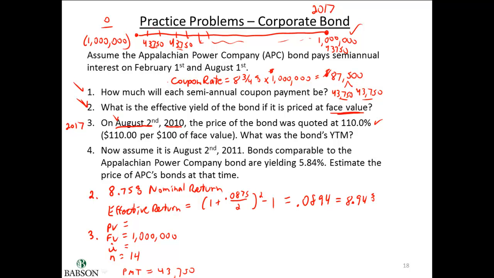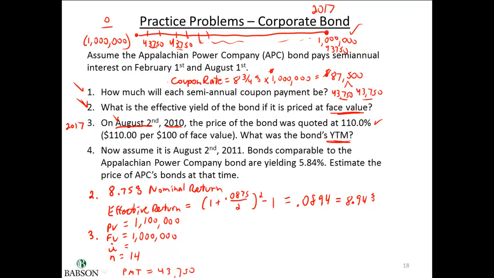Notice what the question says. What's the bond's yield to maturity? Yield to maturity is code for I, the rate that the bond is paying for a newly invested sum of money. Well, why isn't it just 8.75%? Well, it's different because the new bondholder is going to be paying a higher price for the bond. What are they going to pay? They're going to pay 110% of face value. So the price tag on the bond is $1.1 million, 10% higher than the face value.